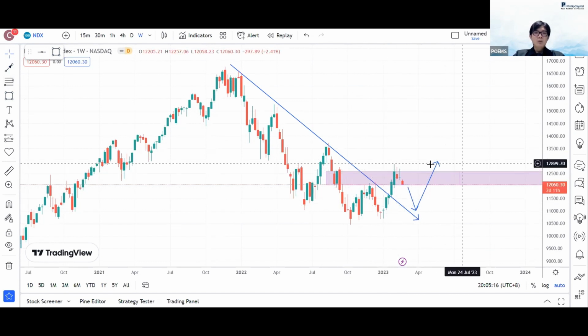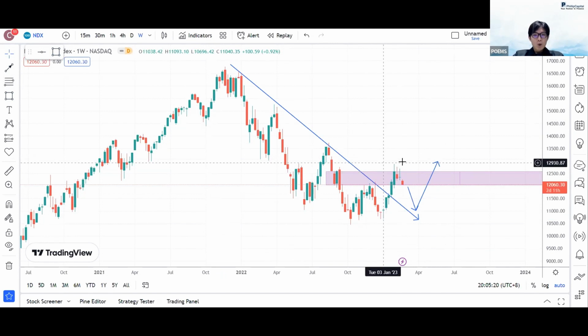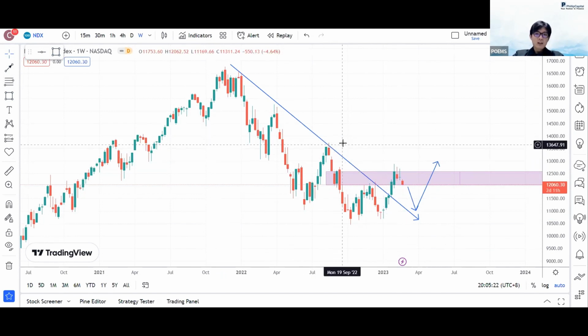Okay, so this area here will be very delicate itself, even though they did manage to break away from the downtrend. Ultimately they still haven't formed a new higher high. The most recent high was at 14,000 from last year August. Price is still struggling to really break from that area.